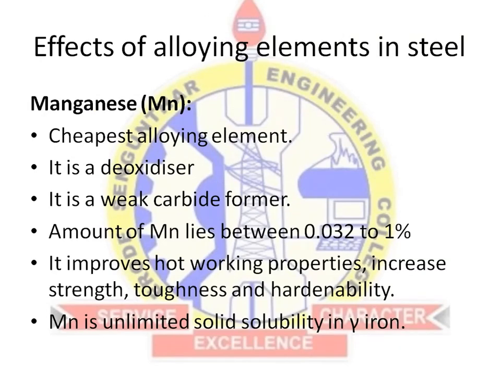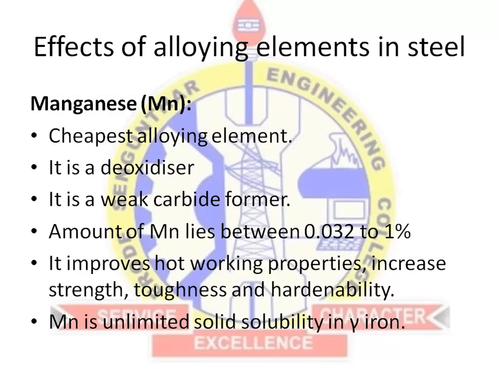Next one is manganese. What are the effects of alloying elements in steel? First is manganese. The benefits are that it is the cheapest alloying element. It is a deoxidizer. It is a weak carbide former. The amount of manganese lies between 0.03 to 1%. In this composition we can add manganese to the steel to improve its properties. Next, it improves the hard working properties and increases the strength, toughness and hardenability.